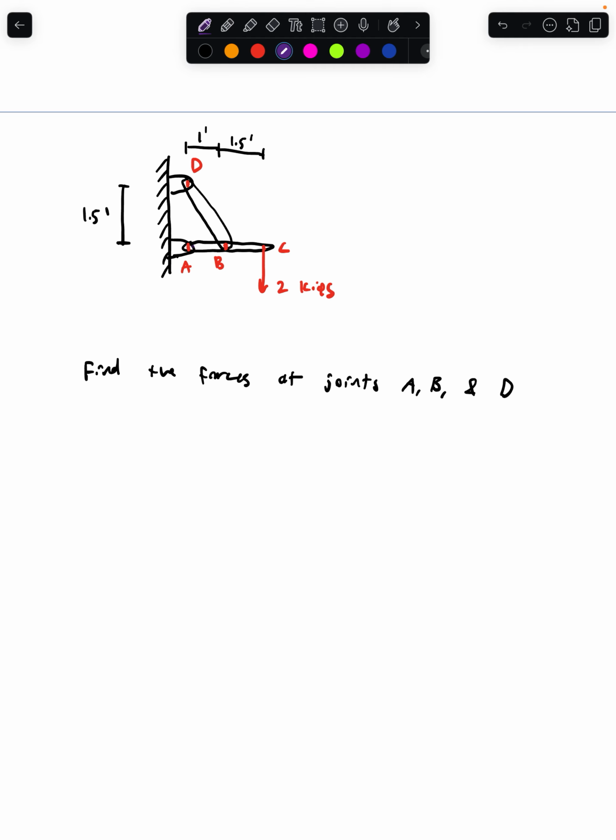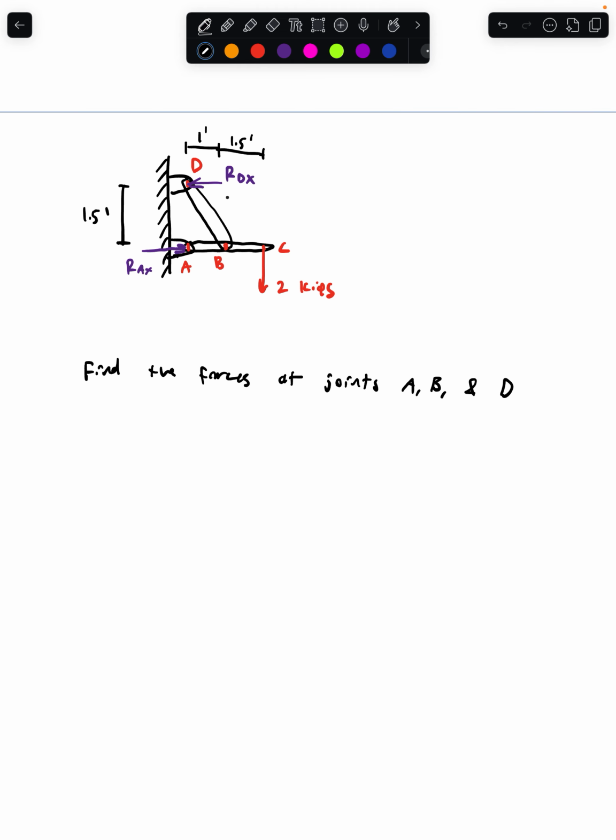So if we think about this, if I take a moment about A, this force at C is going to rotate me clockwise. So at D, I know my reaction force in the x direction is going to go that way. And then I can also put in my reaction force at A because it has to counteract that in the x direction. Now in the y direction, I don't actually have enough information to pick which direction it'll go. So I'm not going to draw those yet.